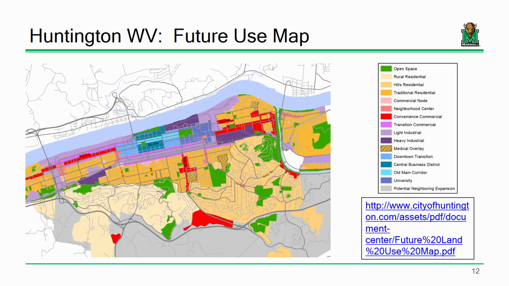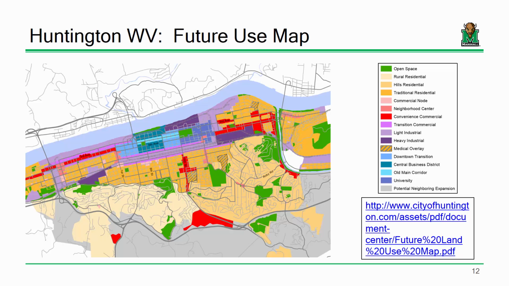And you can see different areas of, you know, what have you. We've got open space. We've got rural residential. We've got hills residential, traditional. We've got neighborhood centers. We've got light industrial, heavy industrial. We've got the university. All of these different zones and areas within Huntington.